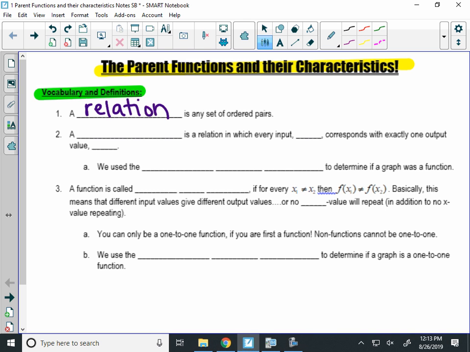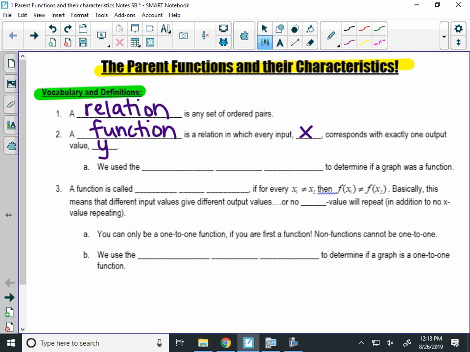That's STEM. A more specific kind of relation is called a function. This is the definition I'm not going to spend a ton of time on because we have drilled this since middle school Algebra 1. A function is a relation in which every input, the x's are the inputs, corresponds with exactly one output, or y. So every x matches with one y value for a function.